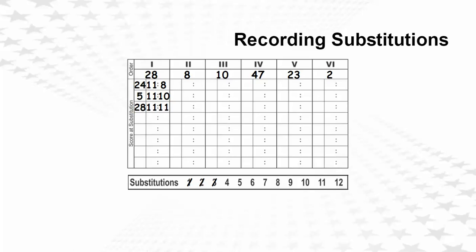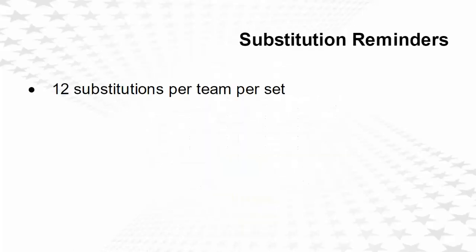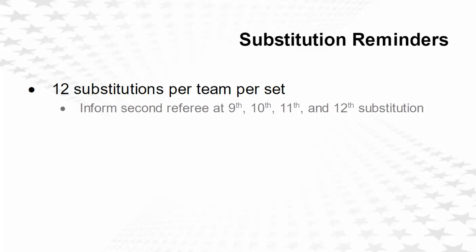Always remember to slash the next number in the substitution row for each substitution, and let the referees know when you have finished recording all the information and are ready for play to begin again. Each team is allowed 12 substitutions per set. Inform the second referee when a team has taken their 9th, 10th, 11th, and 12th substitutions.